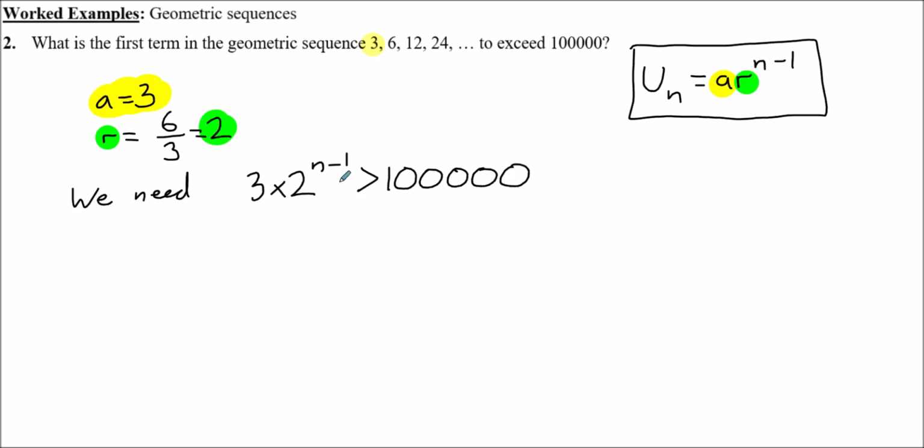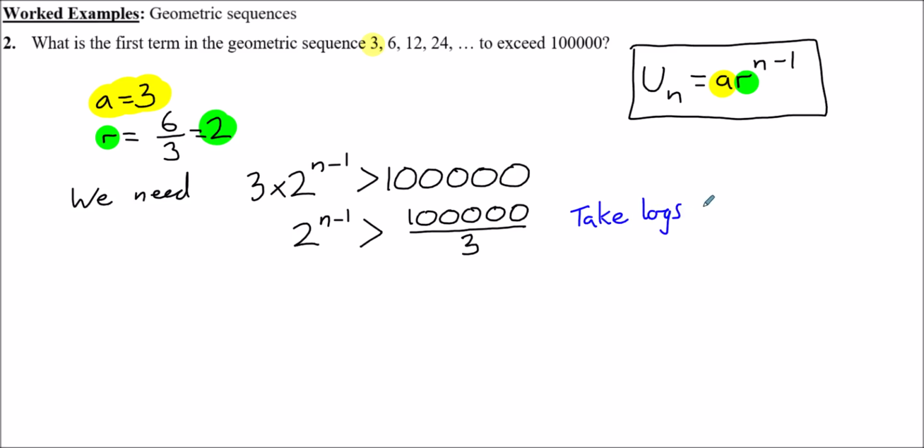So this is going to at some point involve logs, so we can bring this power down to the front. One suggestion we do first of all is to divide both sides by 3. So we get 2 to the power n minus 1 has to be bigger than 100,000 over 3. Now take logs of both sides. This is the key step.